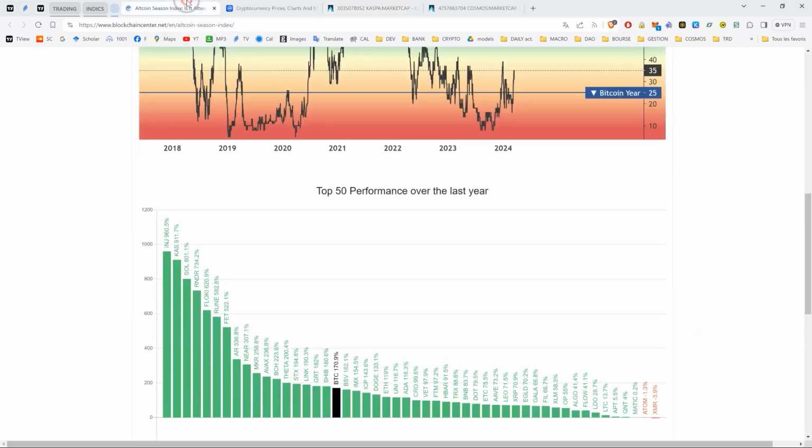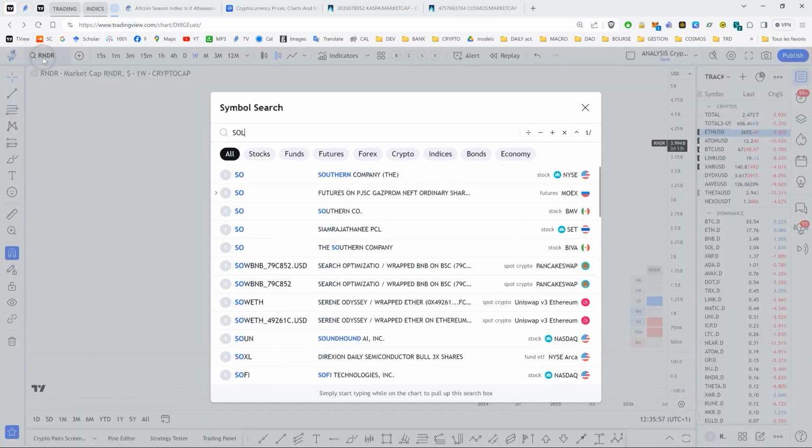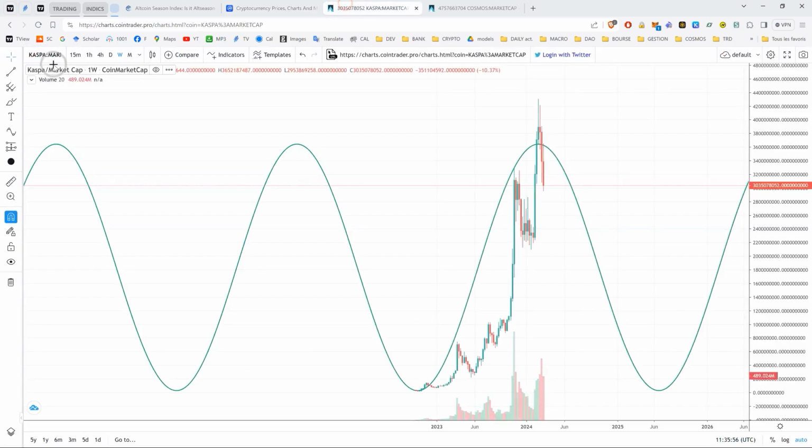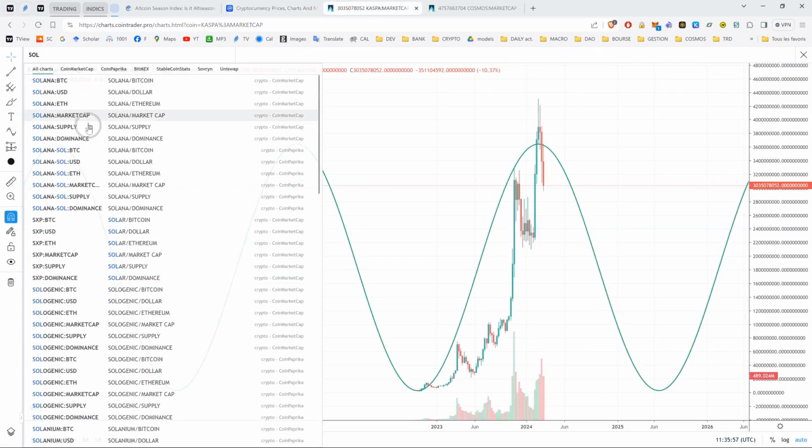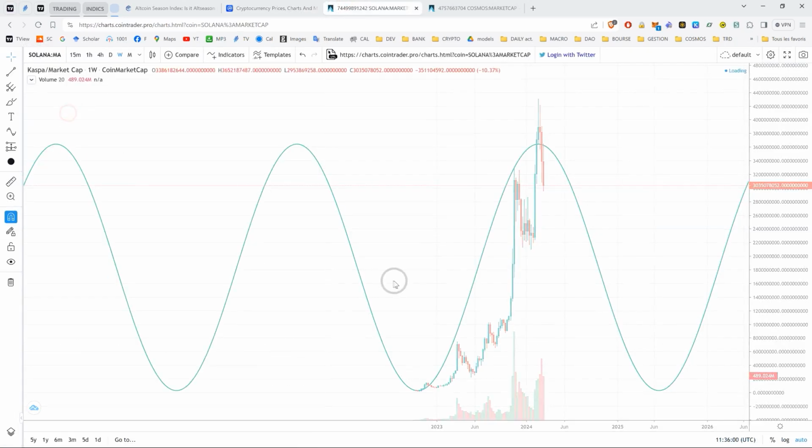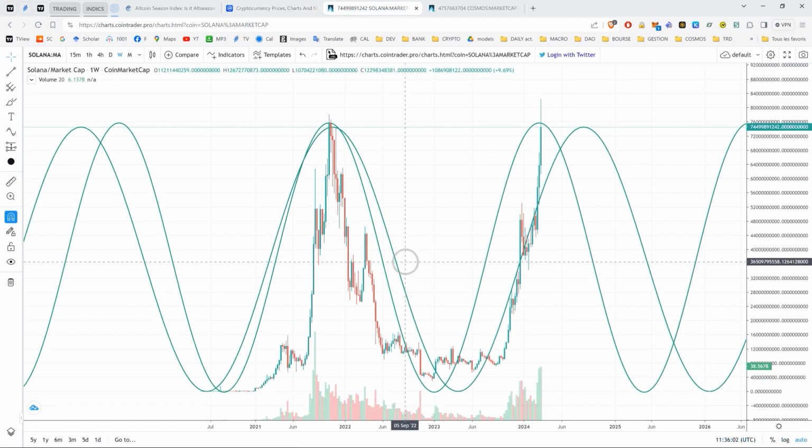Okay. Yeah, let's go down the line. Solana now. Okay. Solana, market cap. Okay, interesting stuff. So in here we have something slightly different.